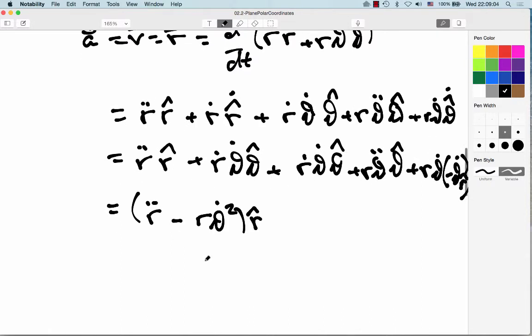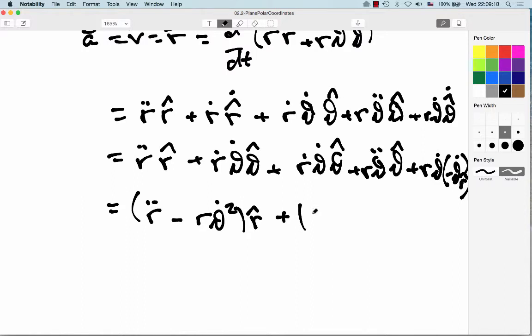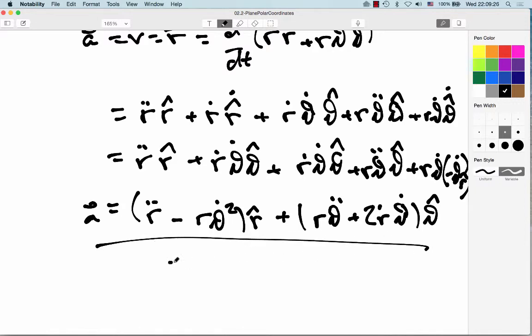Okay. And then grouping the theta hats here, this will be plus, well, we'll have an r theta double dot, and we picked up two terms of r dot theta dot times theta hat. So that's our acceleration in plane polar coordinates.